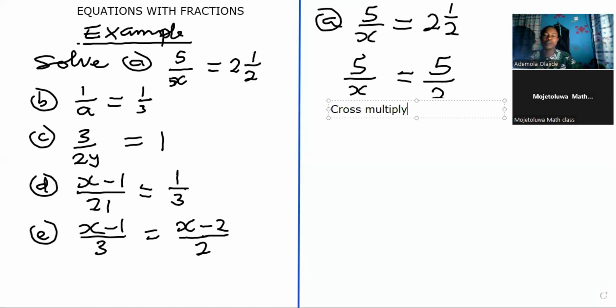Can you tell me why we are cross multiplying? So we're cross multiplying 5 times 2, or I mean 5 divided by 2. Wait, I didn't ask you to solve it. I said why? Why did we say cross multiply?